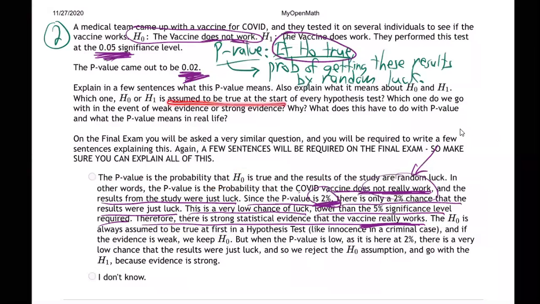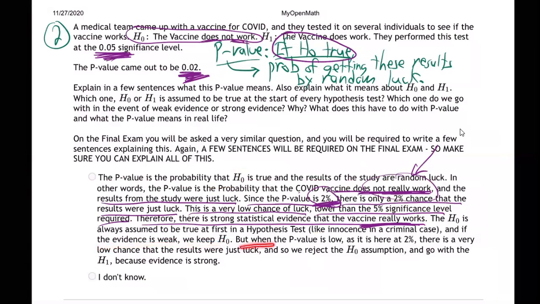The null is always assumed to be true. And I asked which one is assumed to be true. Remember, the null is always assumed to be true at first, like innocence in a criminal case. In a court of law, when somebody is accused, we assume they're innocent right away. And if the evidence is weak, we keep that assumption and we let them go. We say, well, we assumed they were innocent. The evidence is weak, it didn't change our mind.